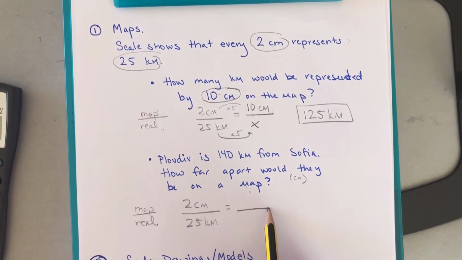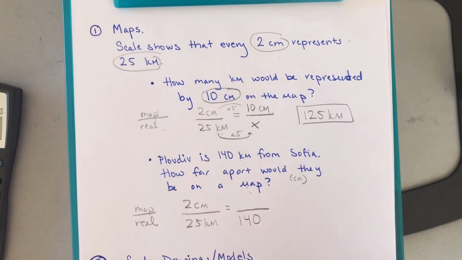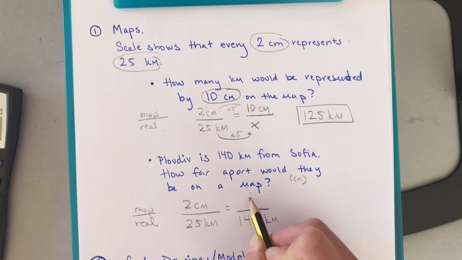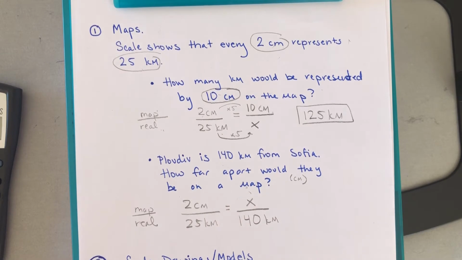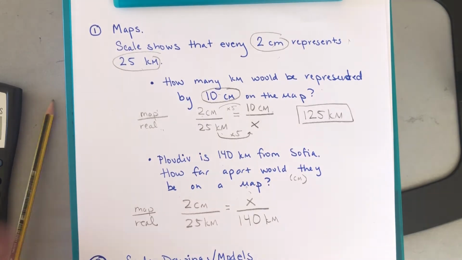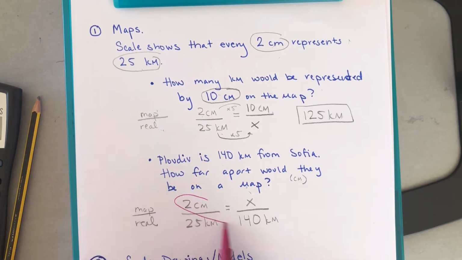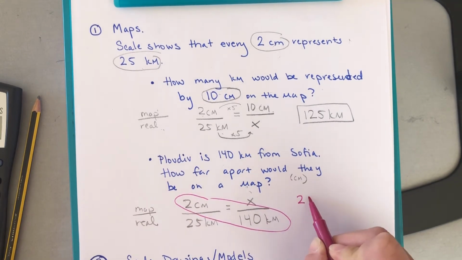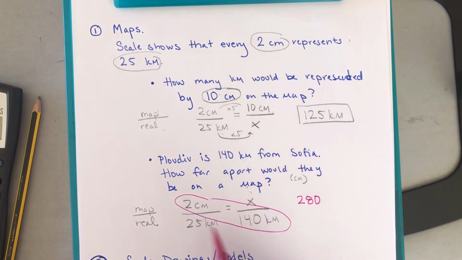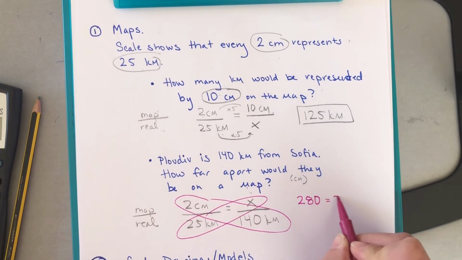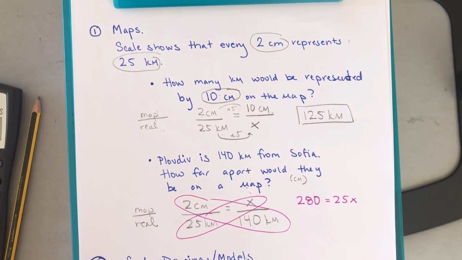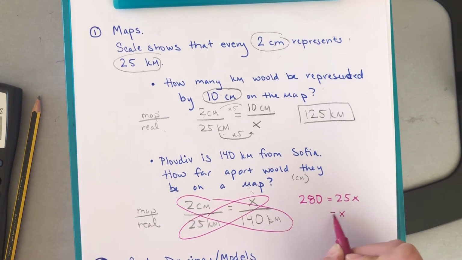And then the second ratio will have one piece of information that I know, that Plovdiv is 140 kilometers from Sofia, and a piece of information I'm looking for. How many centimeters will we need to represent that distance on the map? And this would be a good opportunity to use cross products to solve the proportion. So I know that 2 times 140 is 280, and that should equal 25 times x. And then I'm going to solve for x by dividing by 25.